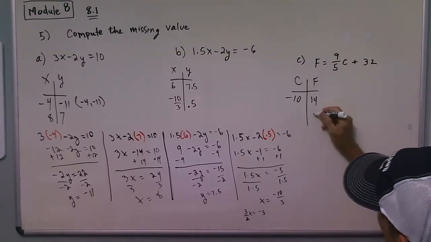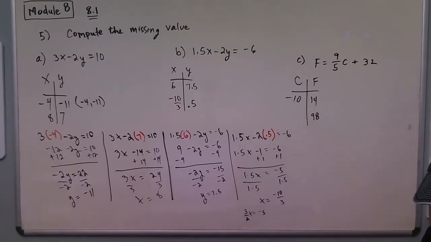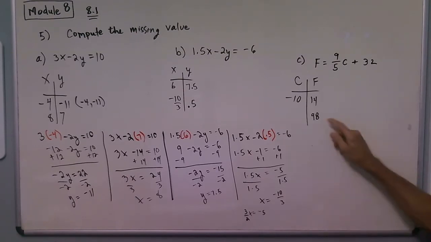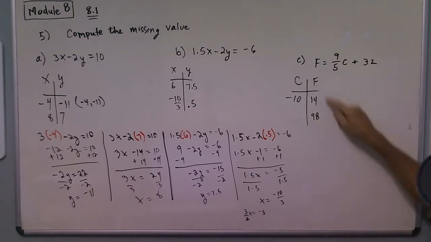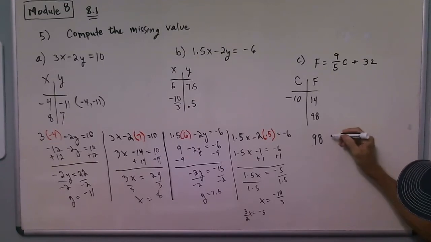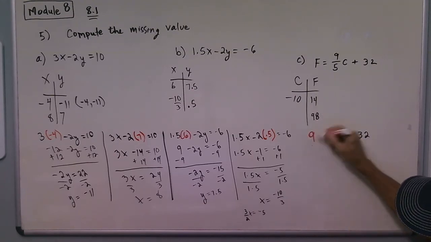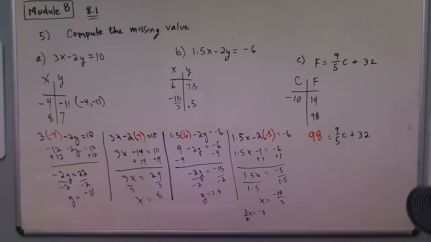They give you the 98 here, okay, and so when they give you the 98, we put the 98 in for the F here. Sorry about this. 98 equals 9/5 C plus 32. Okay. So this 98, I'm just going to write it in red so you can see that's the value I substituted in. Okay. And then we're going to subtract 32.